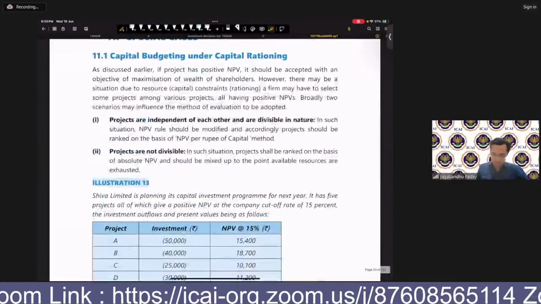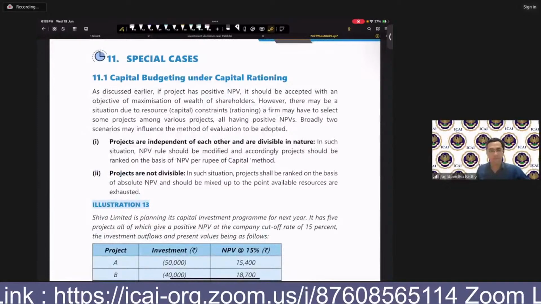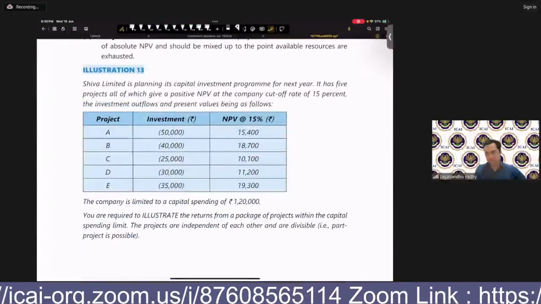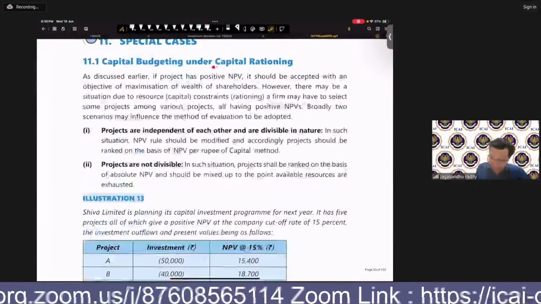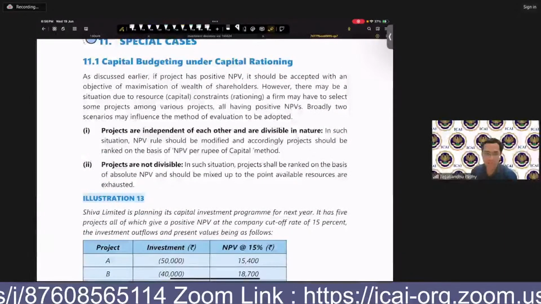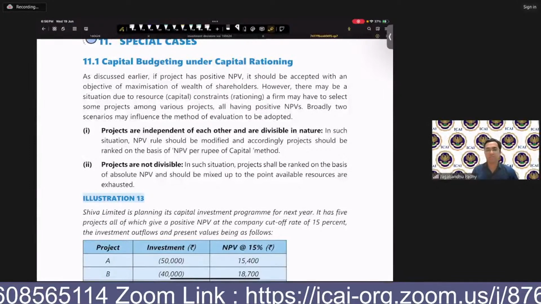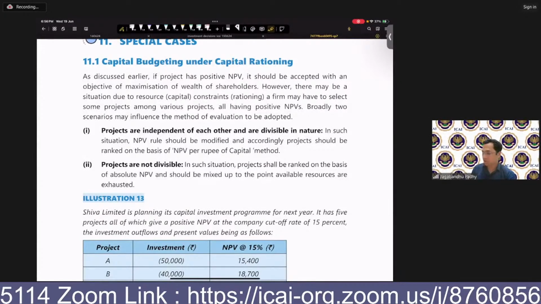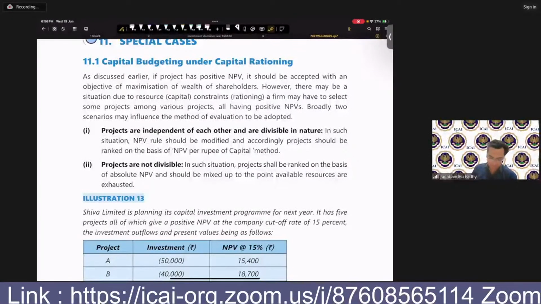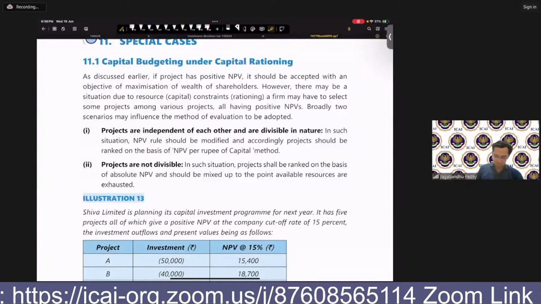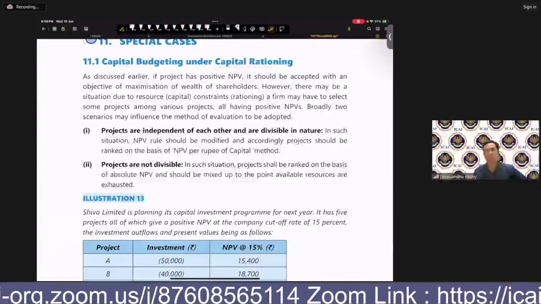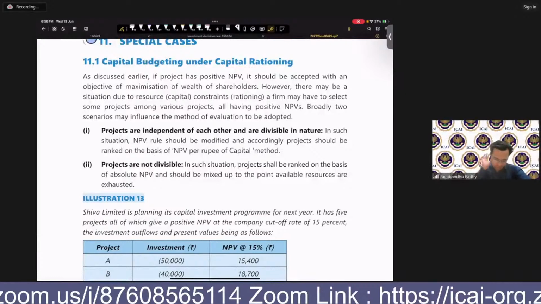Okay. So the next special case that we're looking at is capital budgeting under capital rationing. Now, what's capital rationing? Capital rationing is basically a scenario where you don't have unlimited access to capital. So there is a limitation, or there is a budget which is set for you, as to what will be the maximum investment which you can make. This is what we are looking at, typical capital rationing, wherein you have limited funds available with you.